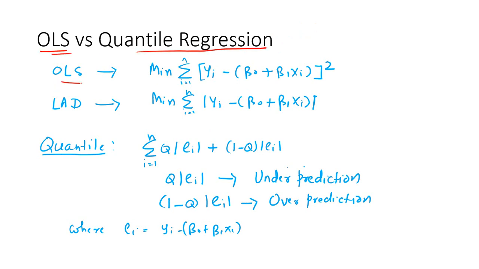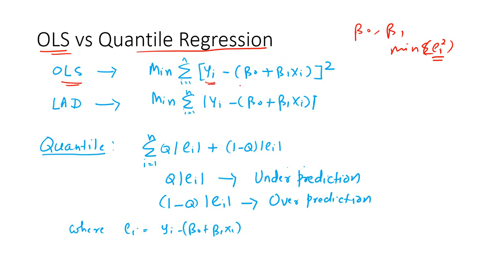So what happens in OLS? We minimize the error sum of squares, and we find the optimal values of beta naught and beta 1 which minimize the sum of the squared errors, right? Where E is the error. So how do we find the error?